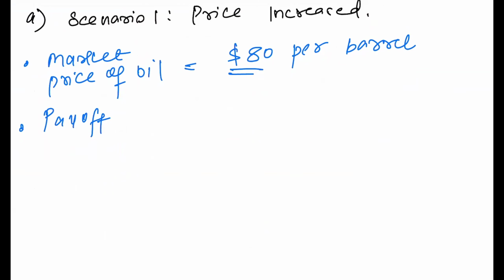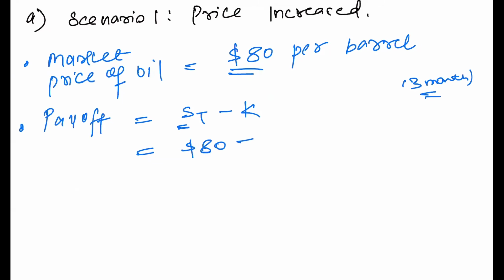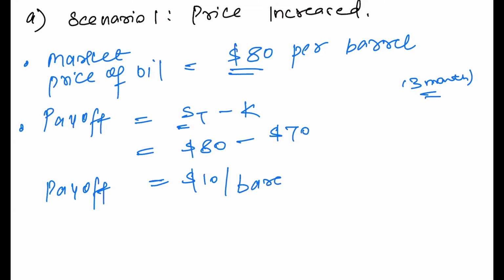So the payoff is nothing but ST minus K. What is the price of our oil right now, at maturity? At maturity basically means 3 months have gone by, so it's $80. And what was our strike? That is $70. So the investor was able to gain $10 per barrel. This was his profit.